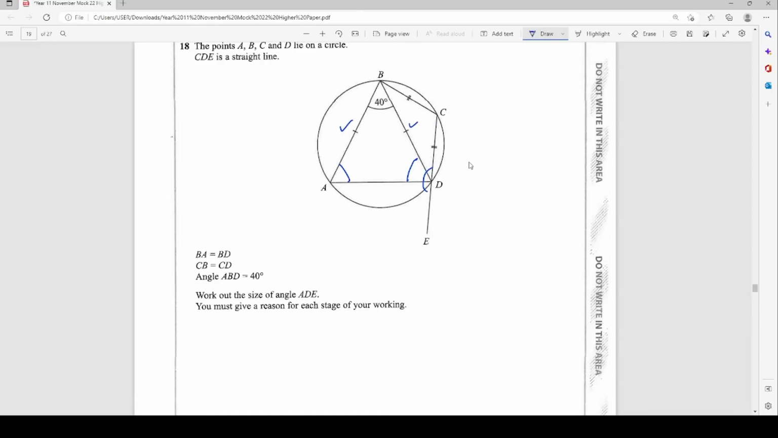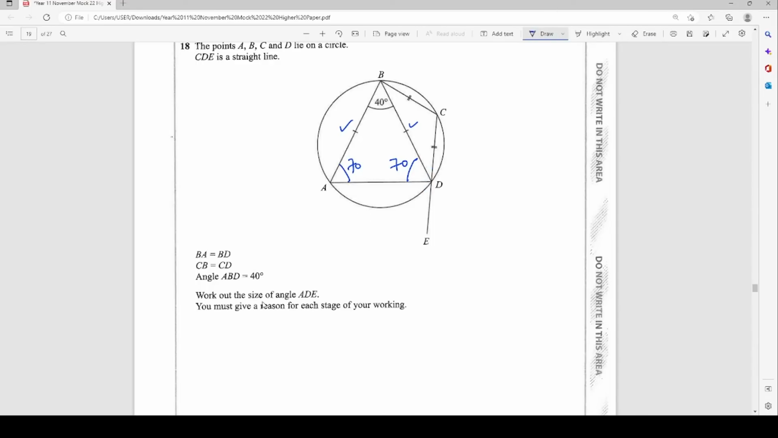So BA is equal to BD. It's an isosceles triangle. So if I take 40, 180 minus 40 is 140. 140 divided by 2, so this is 70, and this is also 70. All right, we got this part fine. Let's see what we can do further.